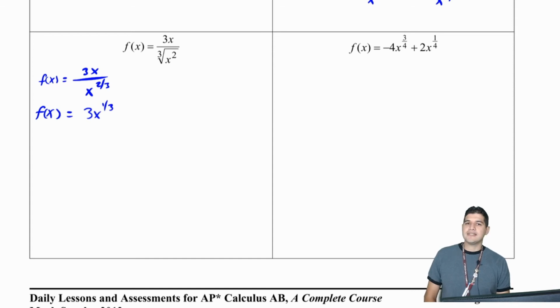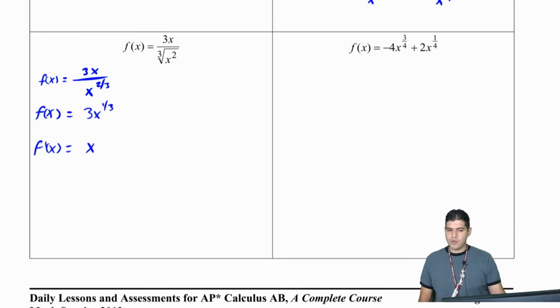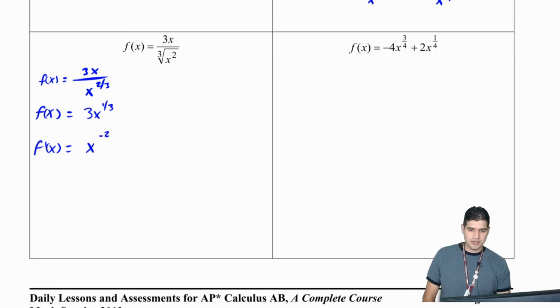That's going to be 3x to the 1/3. And then now I can take that derivative. So f prime of x equals 3 times 1/3. That's going to get me 1. Okay, so x, and then 1/3 minus 1. So subtract 1 from the exponent. That's going to get me negative 2/3.